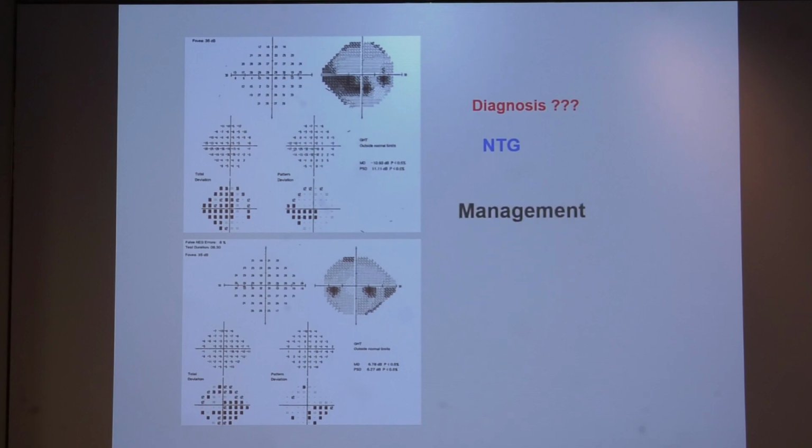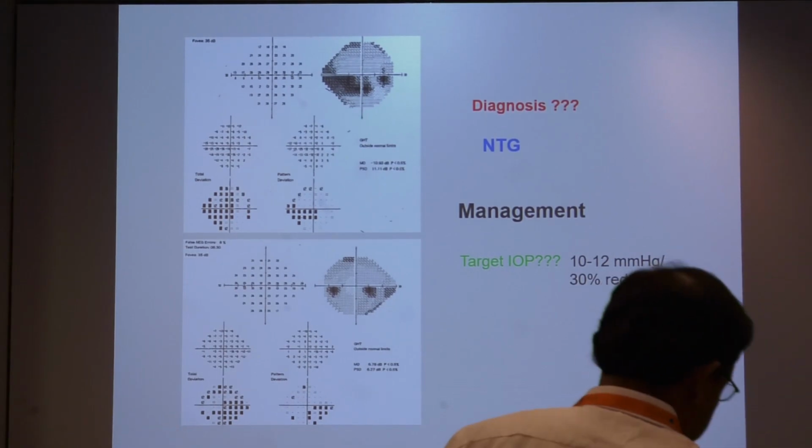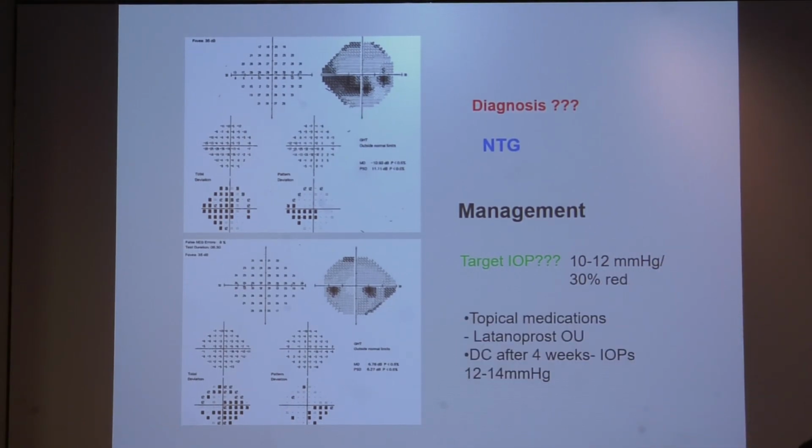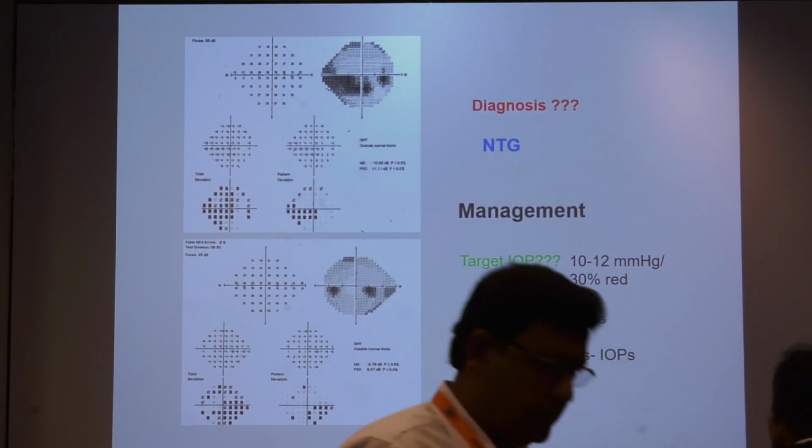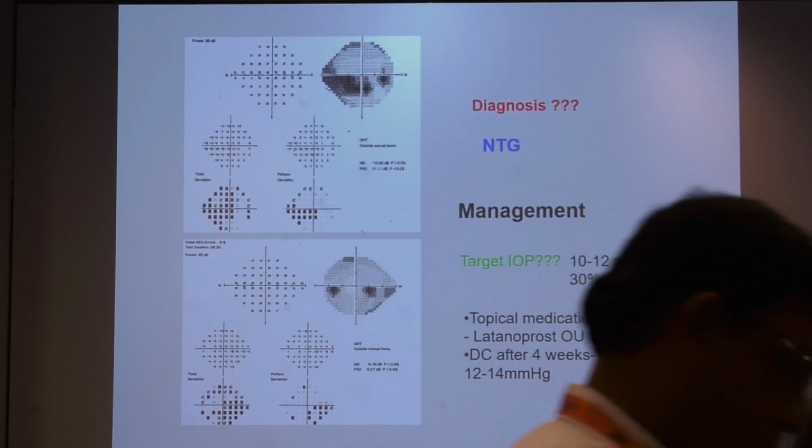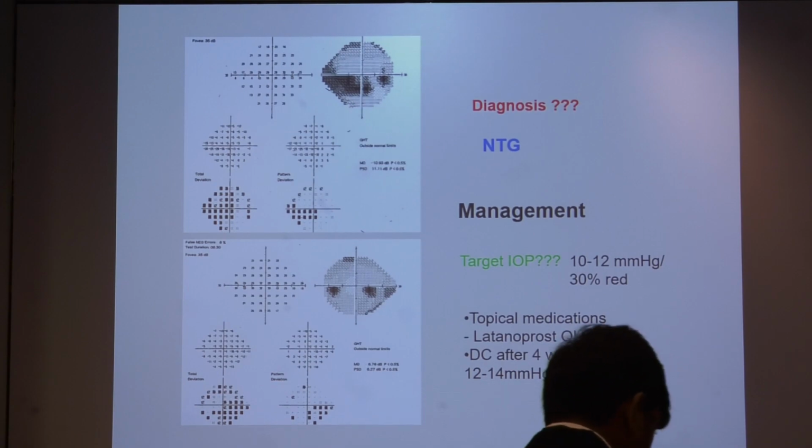And the management, as has already been described, is that 30% intraocular pressure reduction has been suggested by the Collaborative Normal Tension Glaucoma Study. The target IOP that was thought about in this patient was around 10 to 12 millimeters of mercury. And for that, the patient was prescribed latanoprost in both eyes. After 4 weeks, the IOP was found to be 12 to 14.